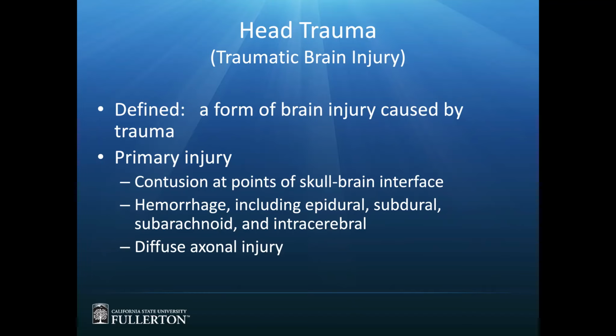One is there can be contusion at the point of skull-brain interface. And I'm going to elaborate on that comment just a little bit more in a subsequent slide. The second is there can be hemorrhage. It can be epidural, subdural, subarachnoid, or intracerebral. We talked about epidural and subdurals before when we were talking about strokes, even though epidural or subdural hemorrhages are not types of strokes. They're things that can occur with head trauma.